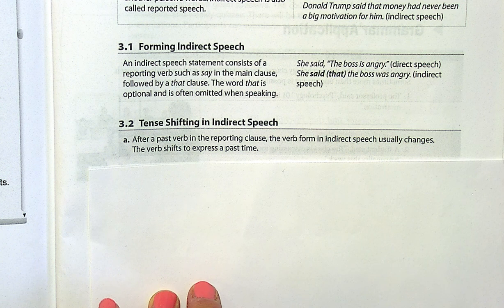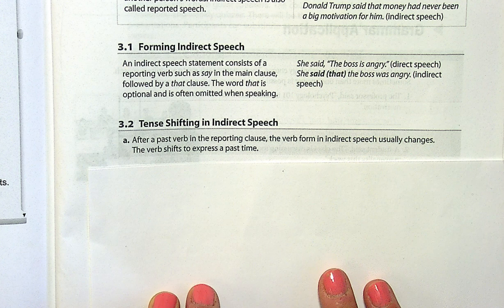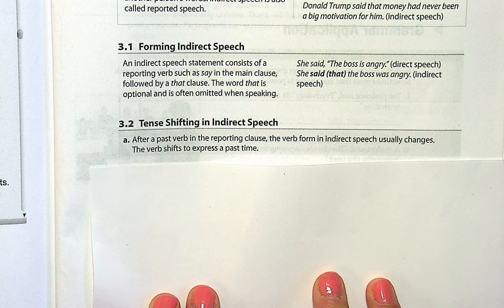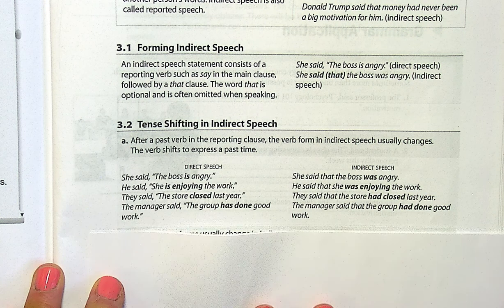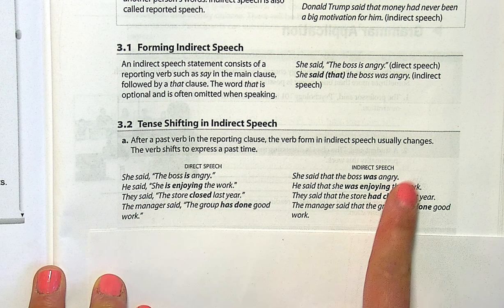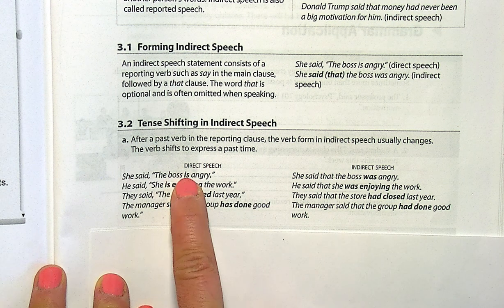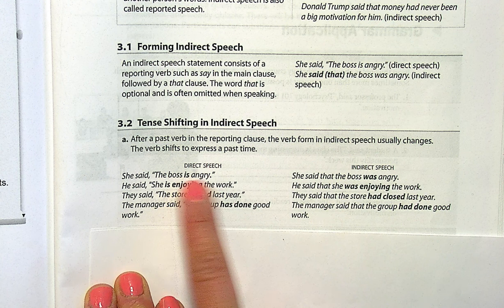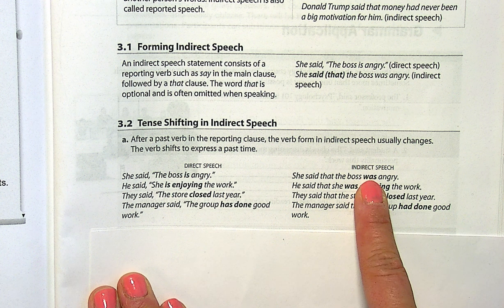So we have to pay attention to the relationship between the main clause, someone said something, and the grammar that we need in our noun clause for our indirect speech. We have a few examples here, and it just shows you that, for example, if the direct speech had present, the indirect speech might change to past.